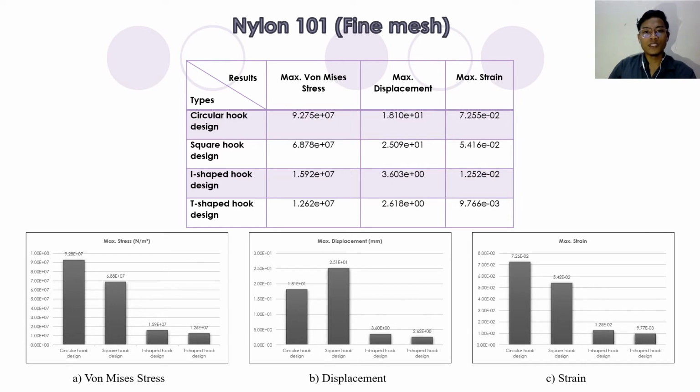For the displacement for this material, the square-shaped hook design has the highest displacement, which is 25.09 mm, while T-shape has the lowest, which is 2.618 mm. And the highest for the strain is at circular shape, which is 7.255 times 10 to the power of negative 2, while the lowest is T-shape with 9.766 times 10 to the power of negative 3.